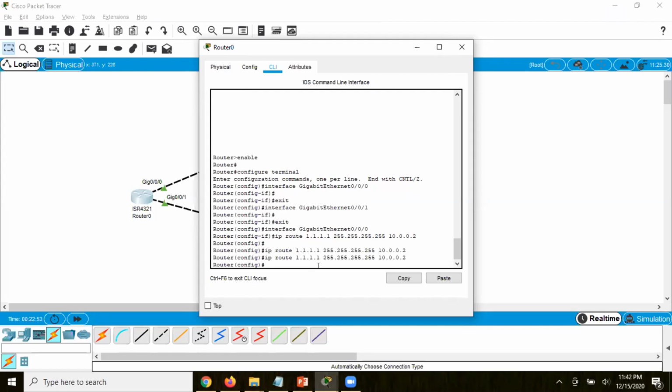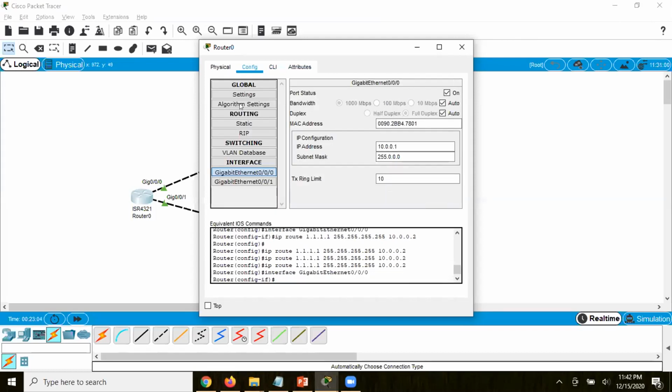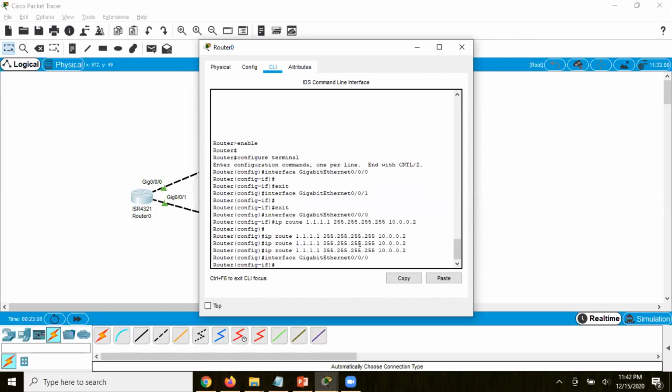No. That is 20 dot. Second time IP we have to route? Run 20 dot. In router interface 2, right? Oh, no. There itself. No. We have to run IP route command in global configuration mode. Okay, bro.